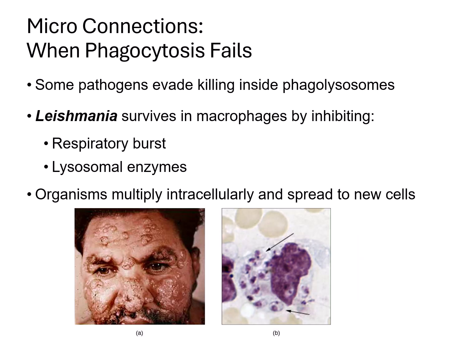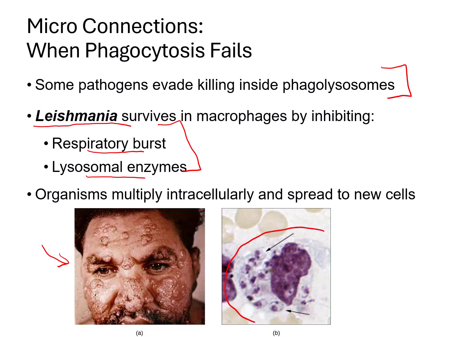But some pathogens can actually survive phagocytosis. They can evade the killing that usually happens within phagolysosomes. One example is Leishmania. Down here on the bottom left, the book shows a picture of cutaneous leishmaniasis. Instead of dying, these organisms, which are protozoa, can inhibit that respiratory burst and inhibit lysosomal enzymes.